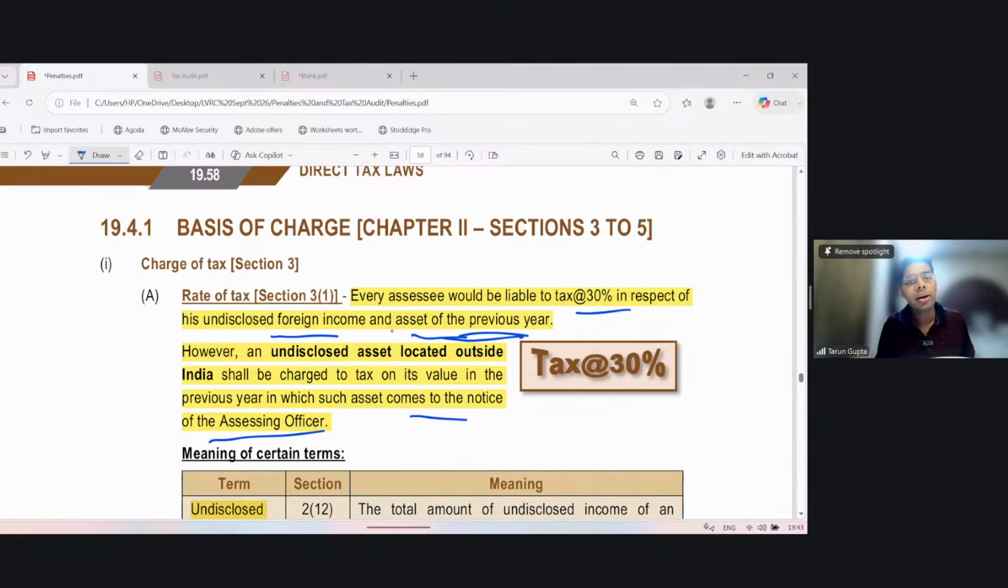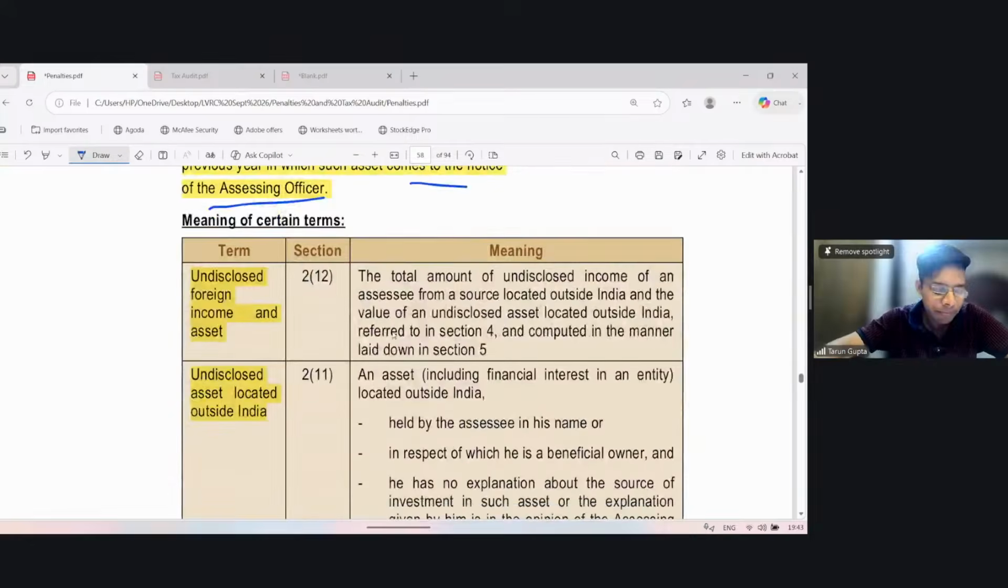You cannot say that you should tax it 10 years before, because the income from which I acquired it was earned 10 years before. No. The law makes a presumption that such a foreign asset shall be taxed in the year in which it comes to the notice of the AO. Okay. And such undisclosed income or asset shall be taxed at the rate of 30%.